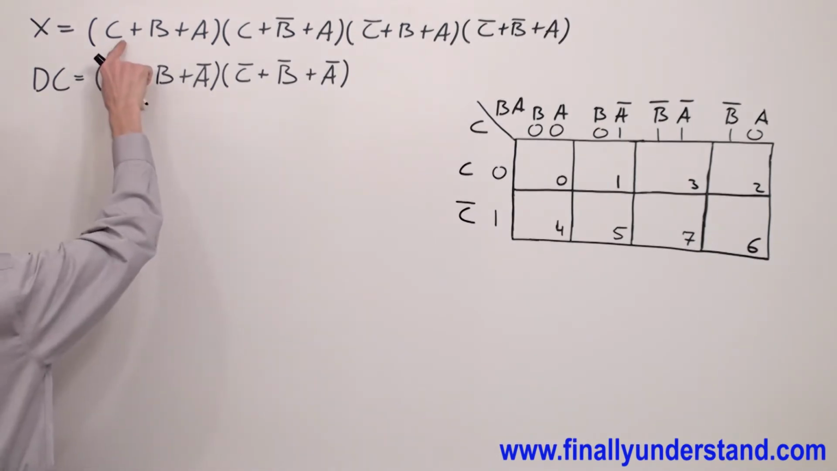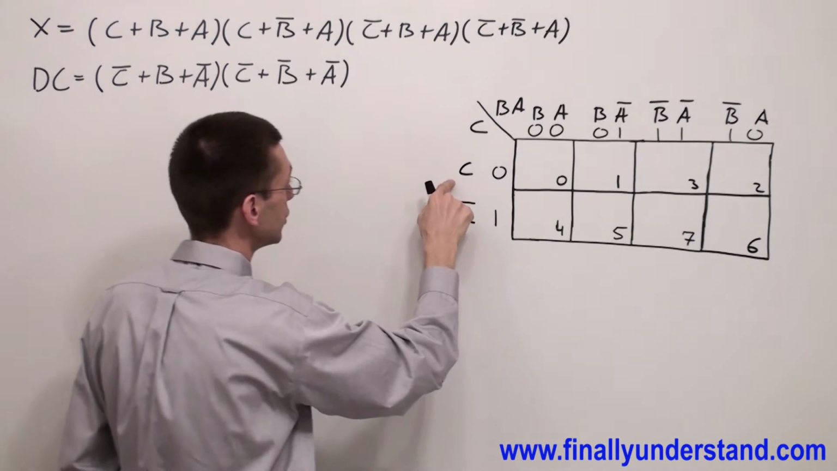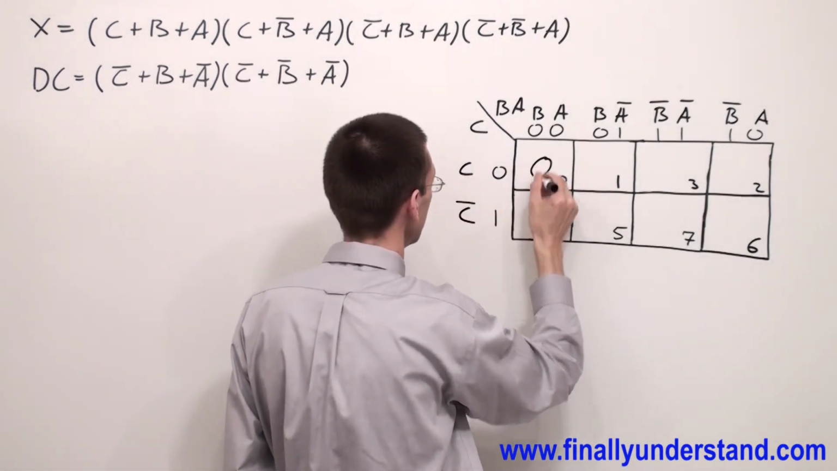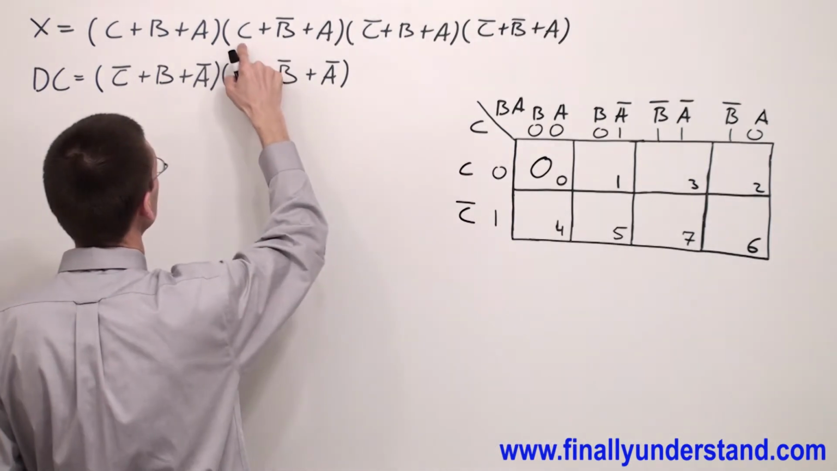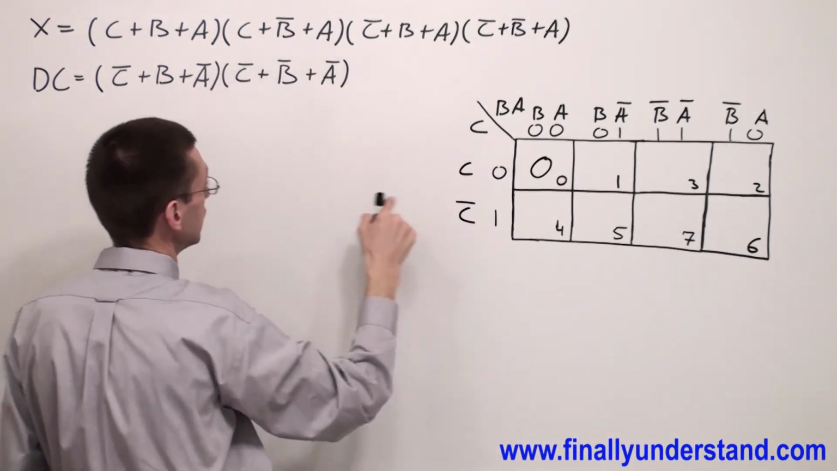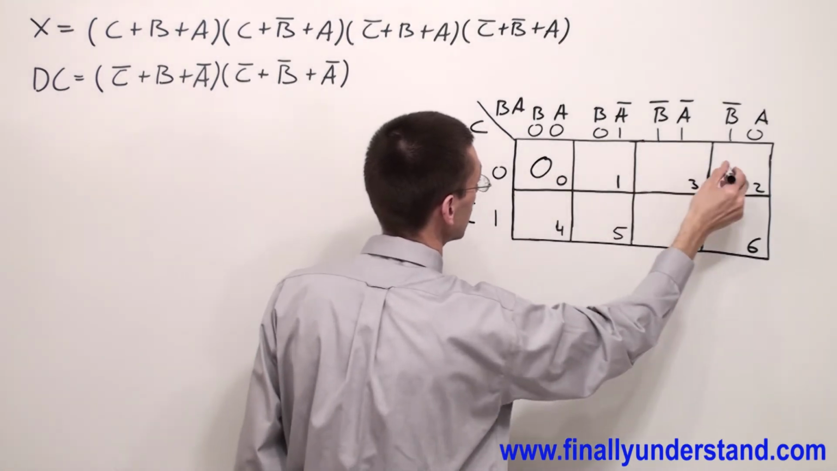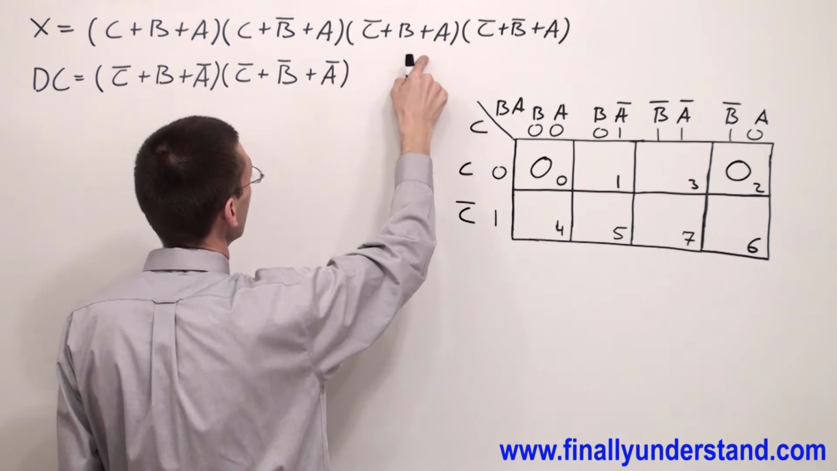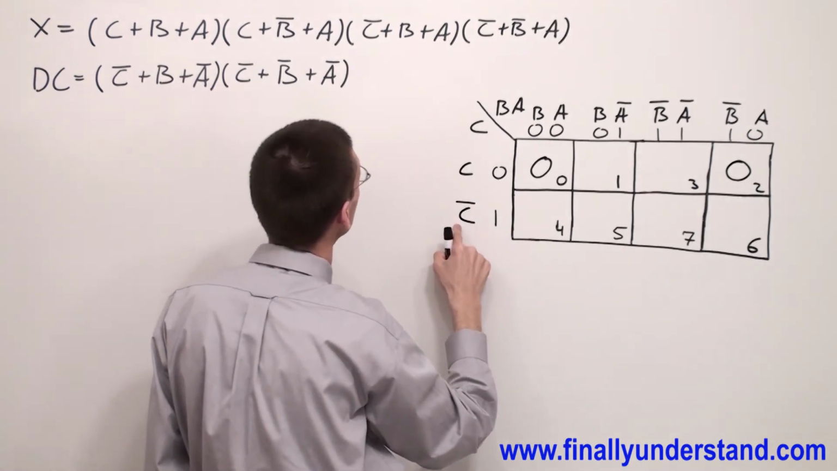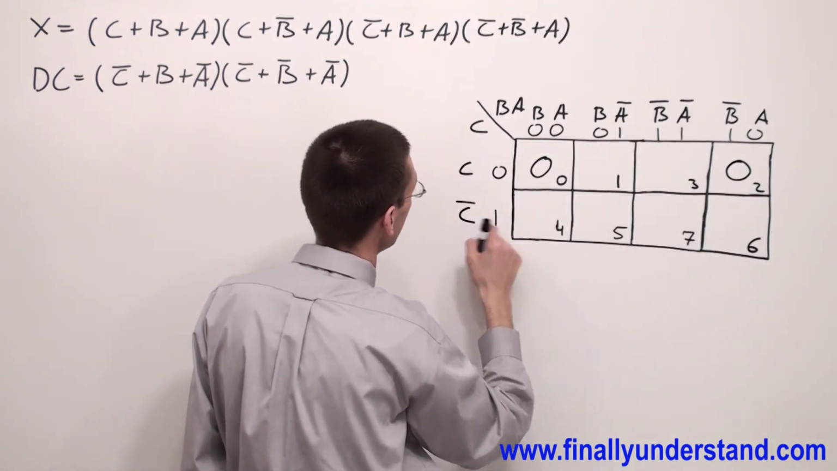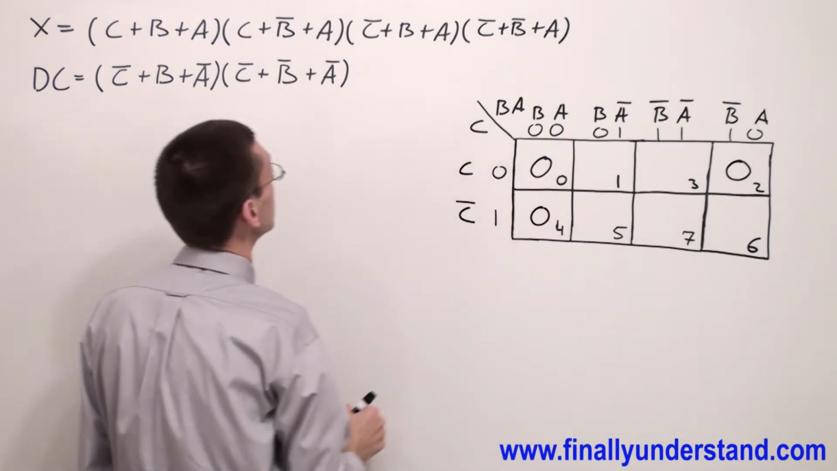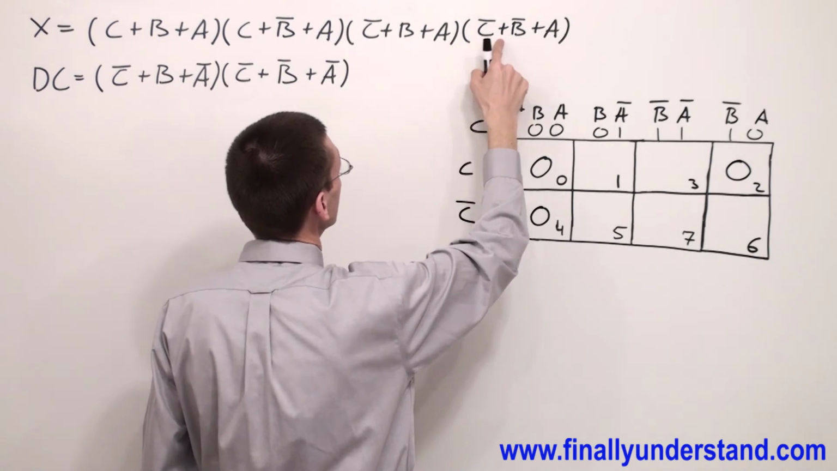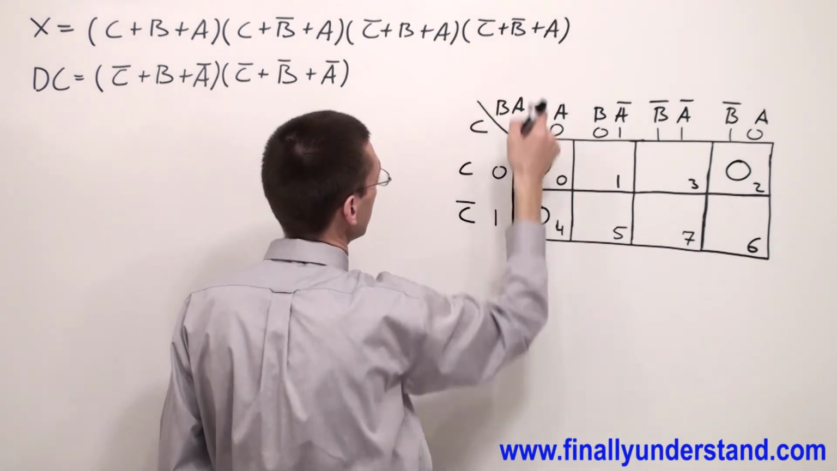Okay, so let's find the zeros. We have C, B, A. First zero, we have C, B, not A. We have another zero: C, not B, A. This is the zero. And I have C, not B, not A.